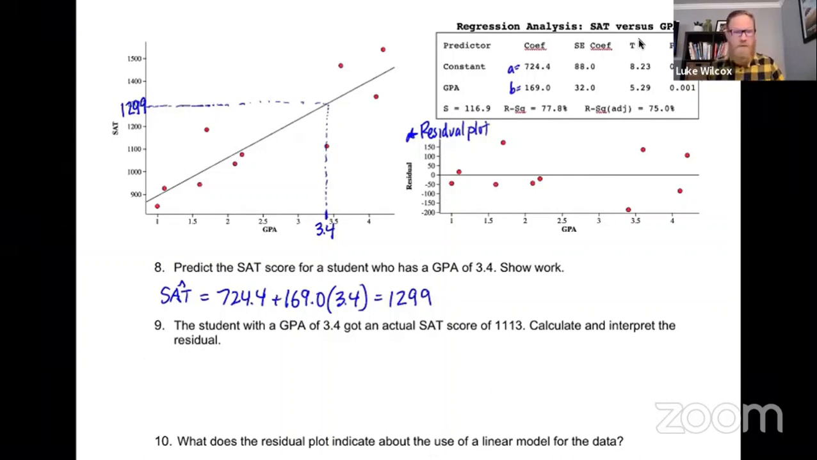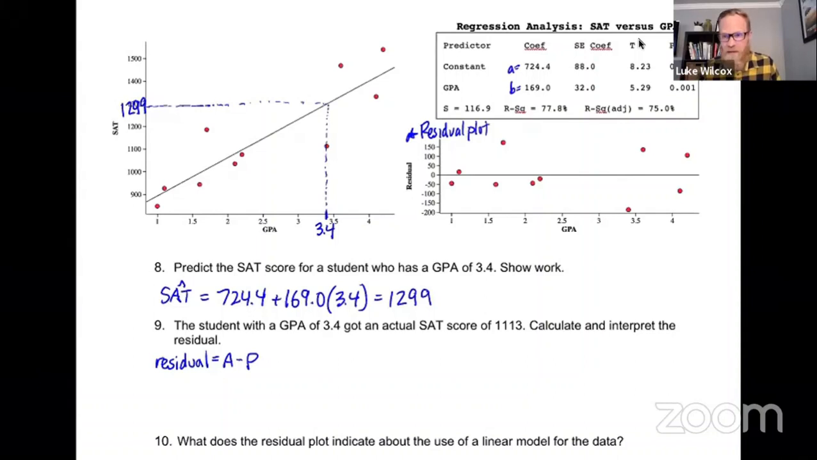All right, let's move to question number 9, which says the student with a GPA of 3.4 got an actual SAT score of 1113. Calculate and interpret the residual. Okay, we first of all need to know the formula for the residual, right? I referenced it on the previous page, which is that it's how far away that point is from the line. And the way we calculate that, or the way I like to write it, is actual Y value minus the predicted Y value, right? And students often want to mix those up, but listen, it's very easy if you look at the order of those.